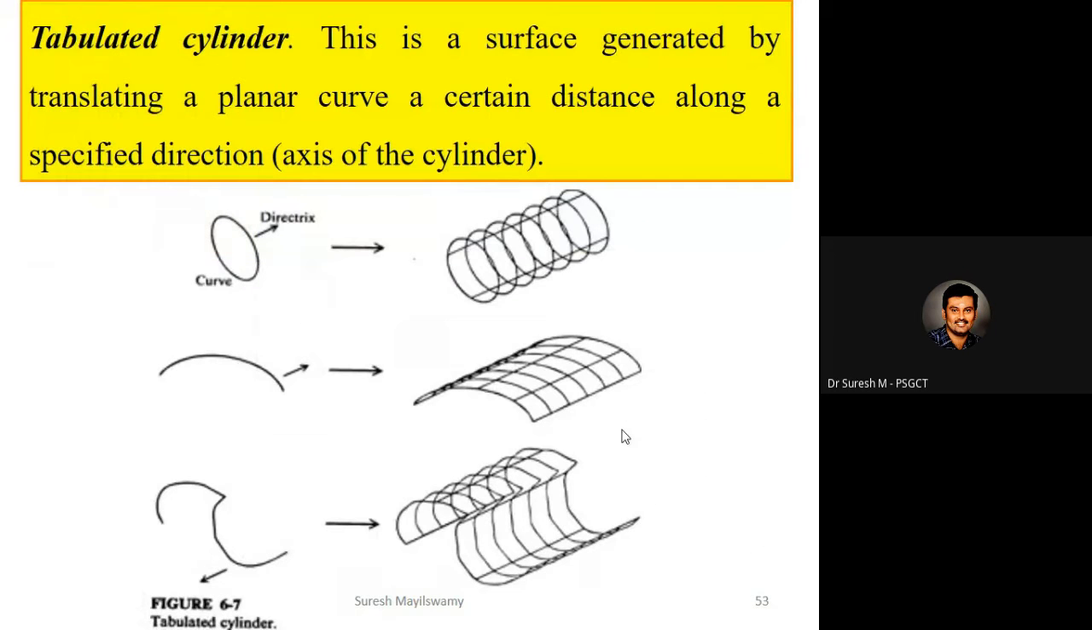Next entity is the tabulated cylinder. This is the surface generated by translating a planar curve a certain distance along a specified direction, the axis of the cylinder. Example: here, this is the curve generated. This is the directrix. Based on the directrix, the surface will be generated. In the same way, this is the curve generated in the second model, and this is the directrix, so that the surface is formed here. In the same way, this is the curve generated and the directrix is on the opposite side. From this, the surface is generated.